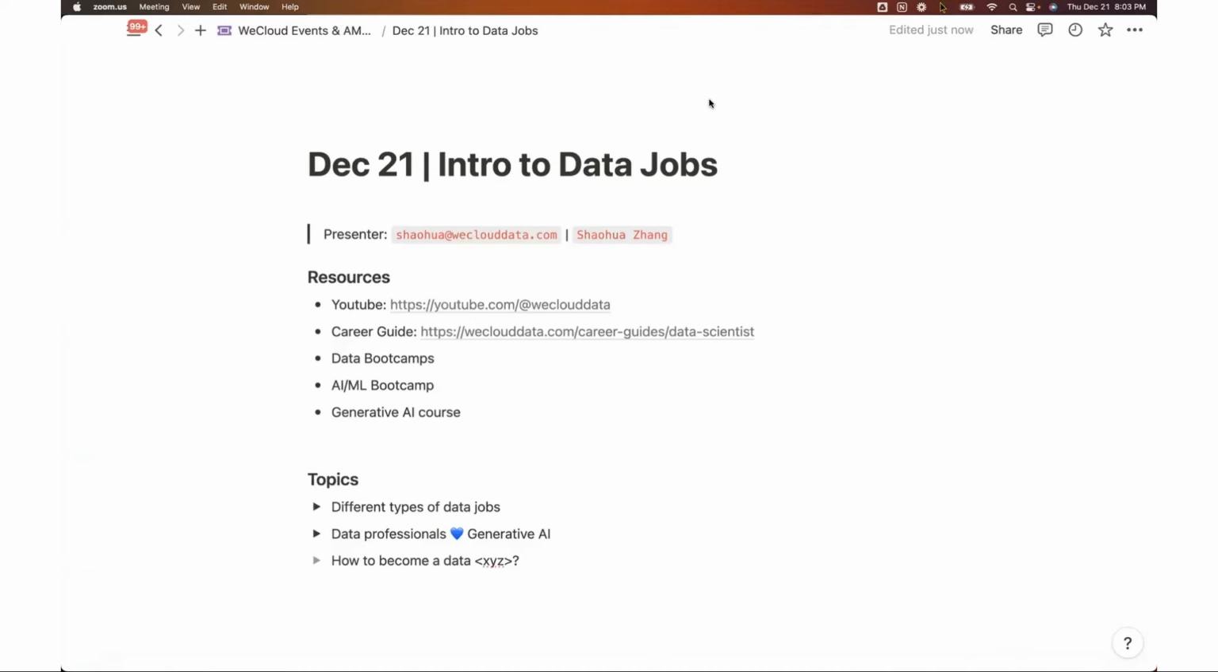So tonight we're going to talk about introduction to data jobs. We will be discussing a few different data roles, such as data analytics, data engineering, as well as data science. We'll briefly touch on generative AI and how AI and ML engineering works.